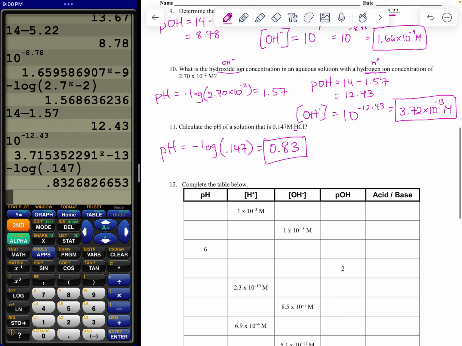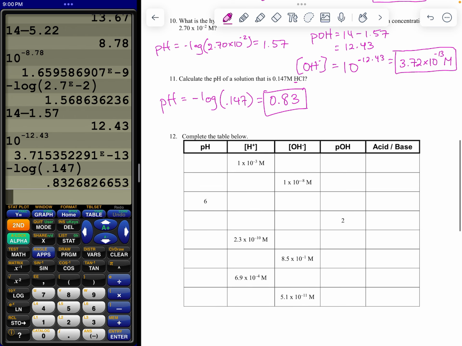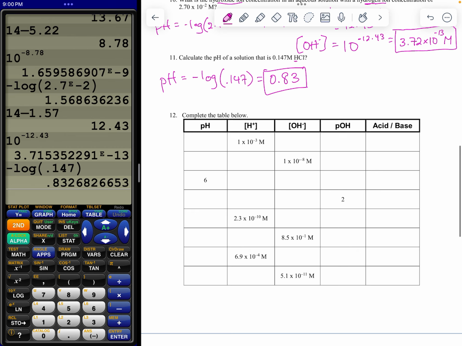All right. Let's see here. So we can fill out this table, and it's kind of just like a nice little chart. Now remember, you can only figure out if it's an acid or a base using pH only. You can't use pOH there because it's a pH scale, not a pOH scale.